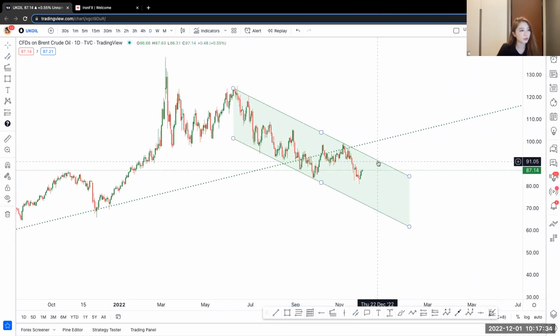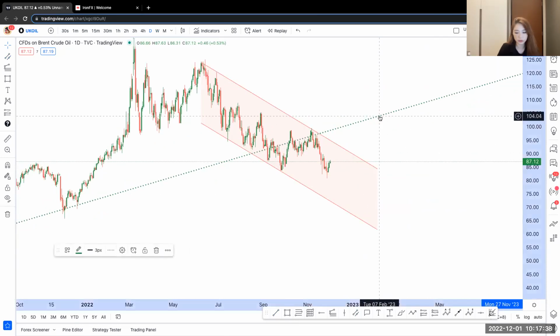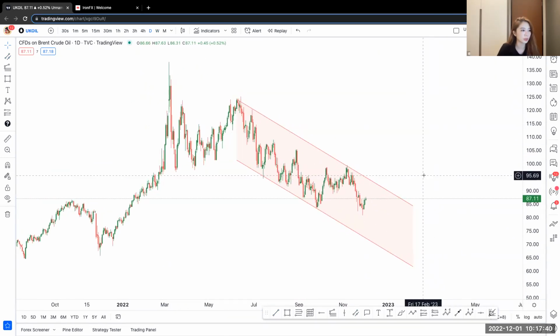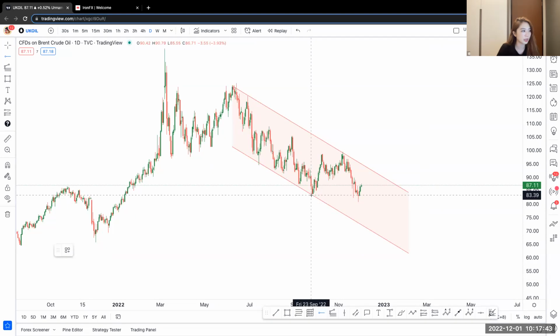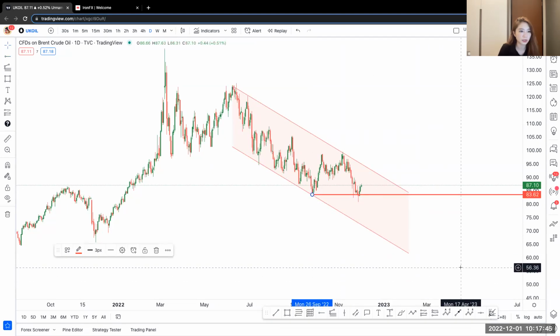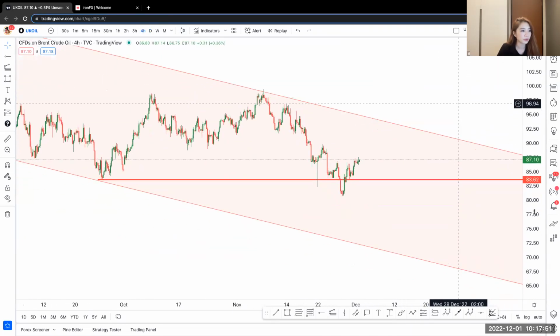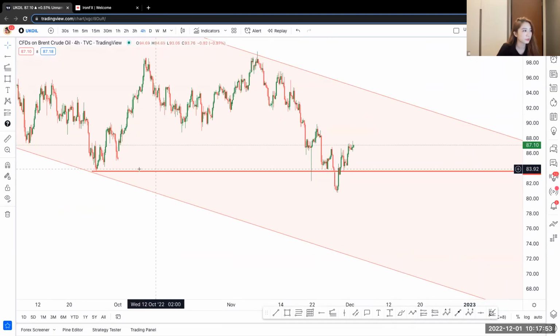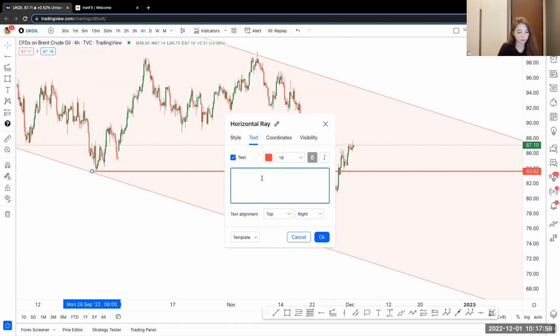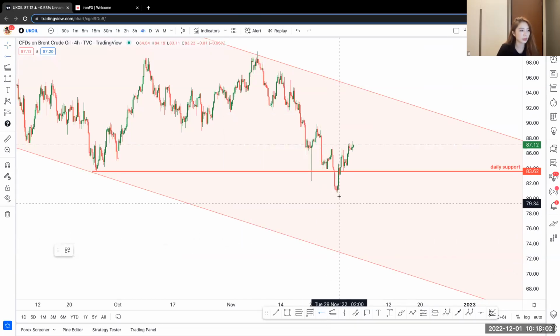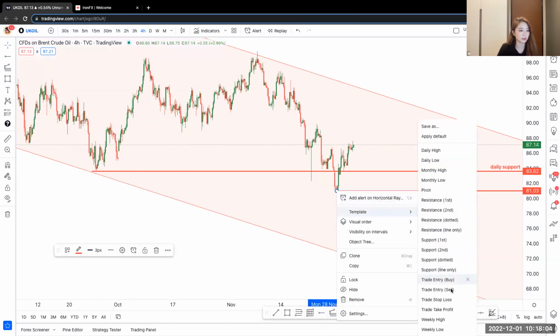We have a downward moving channel on the daily. Let me just remove this. Yeah, so this is what you can see. However, there is a support over here at 83.62. Let's take a look at the 4 hour. So this is the daily. Let's look at the 4 hourly.